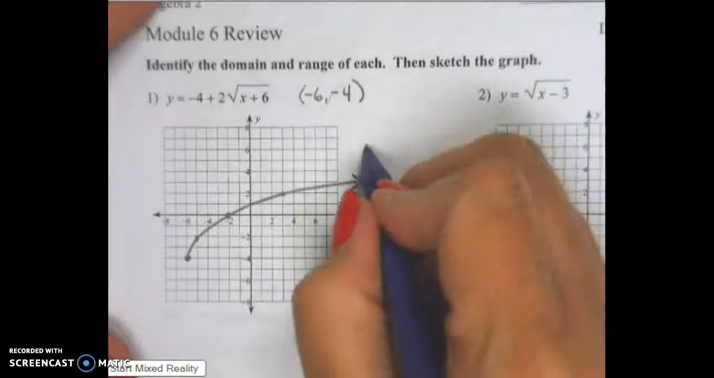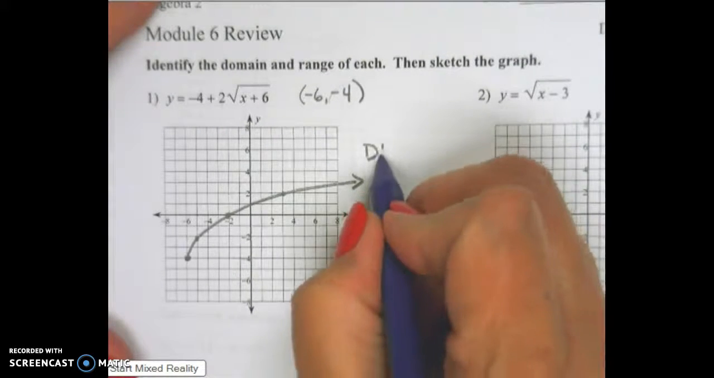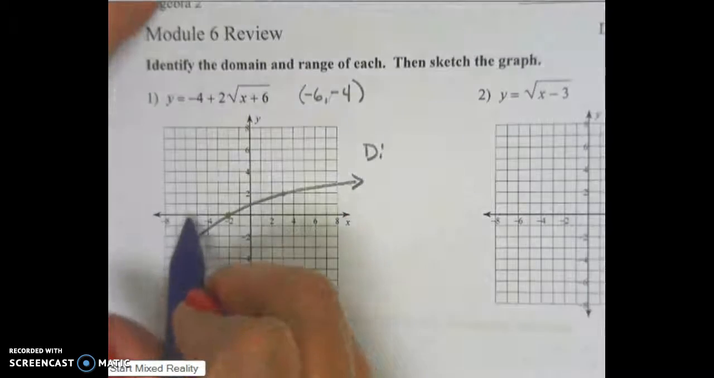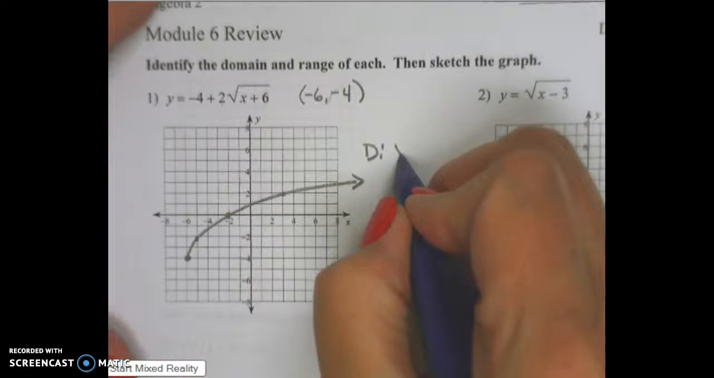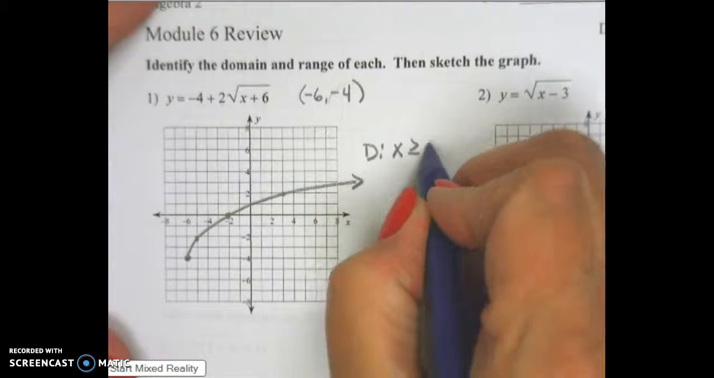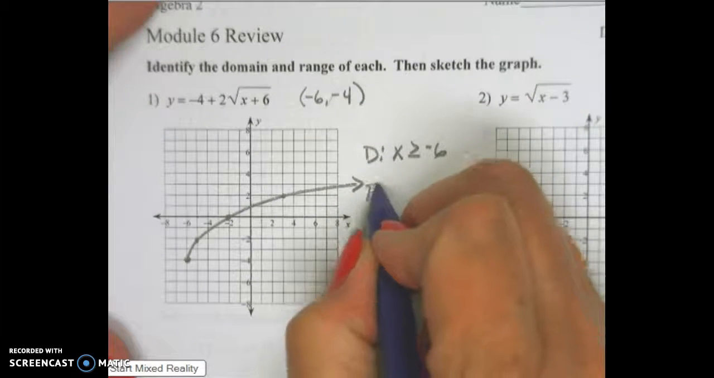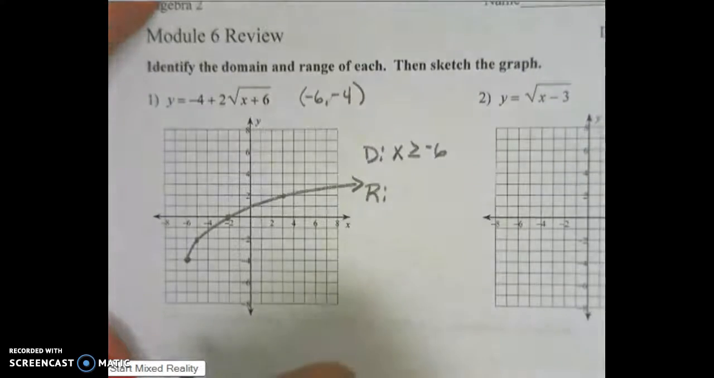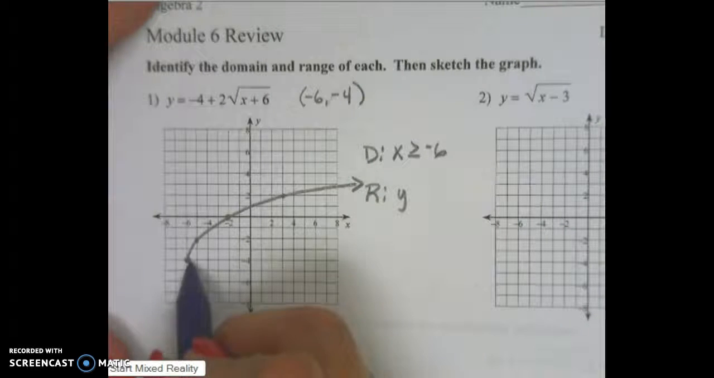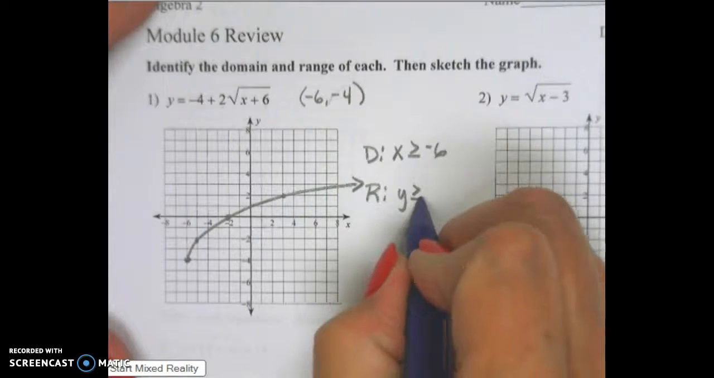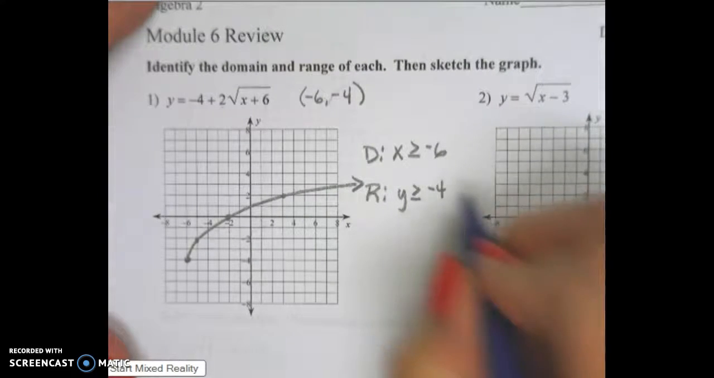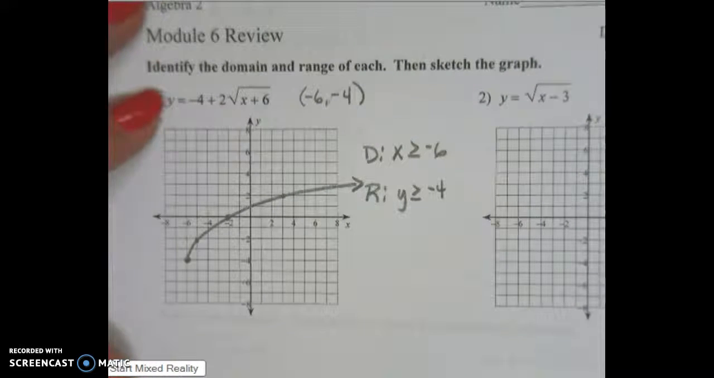Now I need my domain. My domain are my x values. I'm starting here at -6 and I'm going to the right, so I'm going to all of these positive values as well. So x is greater than or equal to -6. Now I need to do my range values. Your range are your y values. So I'm starting here at -4, and you'll see that my graph is going up. So this is y is greater than or equal to -4. I have graphed my function and I have identified my domain and range.